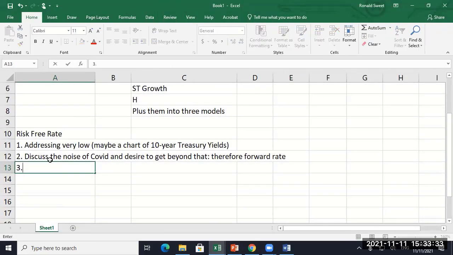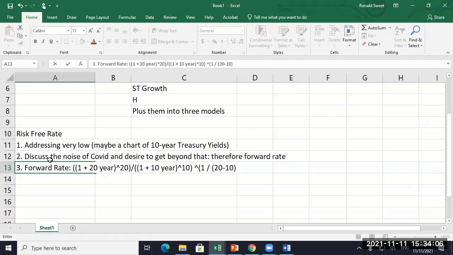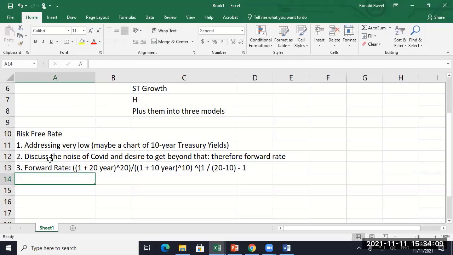And then I'll do the forward curve. The forward rate, how do you do that? Well, if you watch my video, I think it's linked in the notes, pretty straightforward. Take the 20-year, just 1 plus the 20-year raised to the 20th, divided by 1 plus the 10-year raised to the 10th. Take all of that, raise it to the 1 divided by 20 minus 10, minus 1. So that's the approach. I would rather use the 15-year and 5-year.